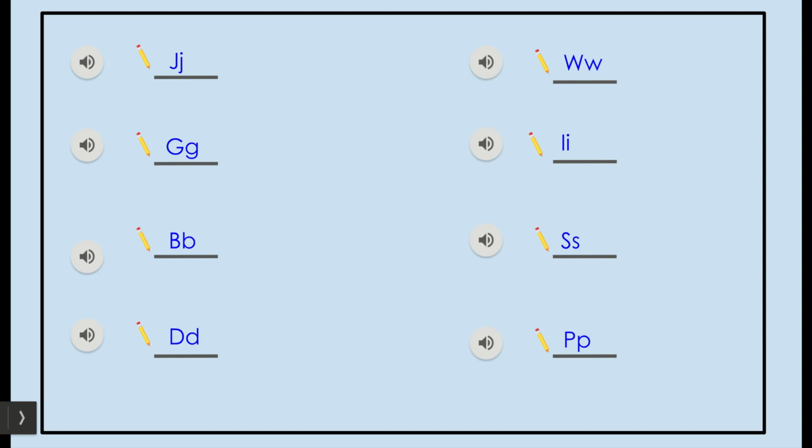All right, let's check your answers. The first sound you heard was J, made by the letter J. The second sound, W, made by the letter W. The third sound, G, made by the letter G. The fourth sound, I, made by the letter I. The fifth sound, B, made by the letter B. The sixth sound, S, made by the letter S. The seventh sound, D, made by the letter D. And the last sound, P, made by the letter P.